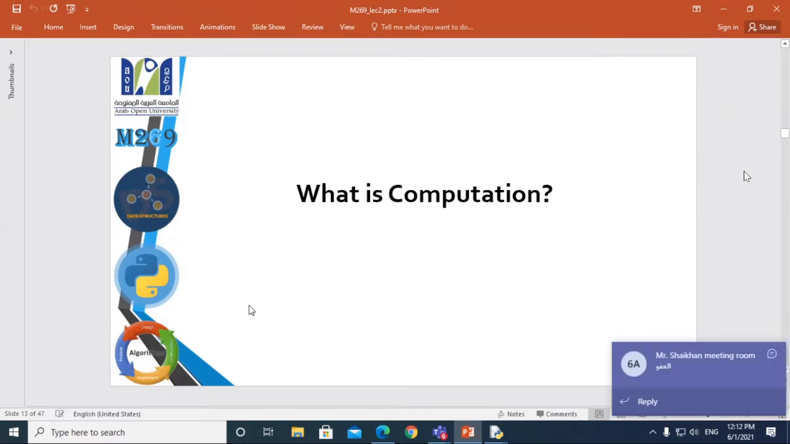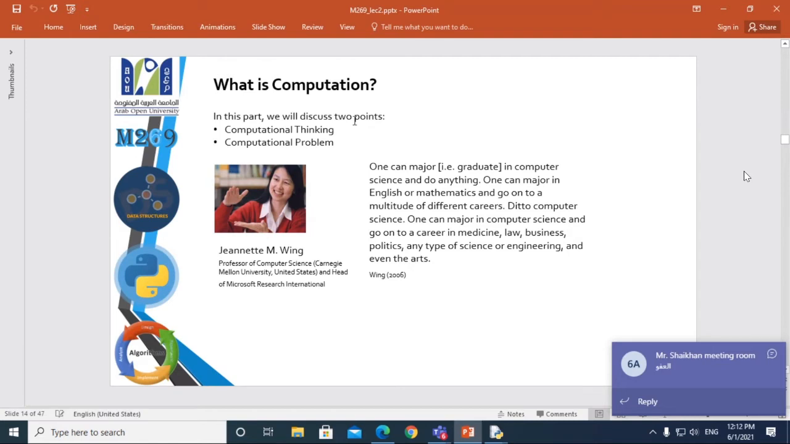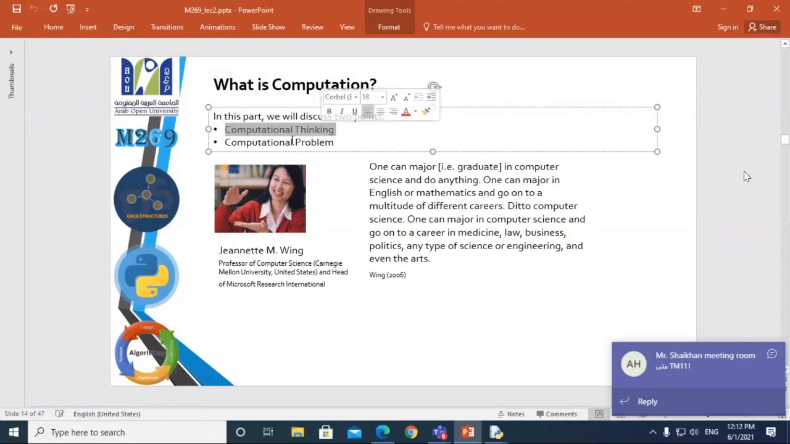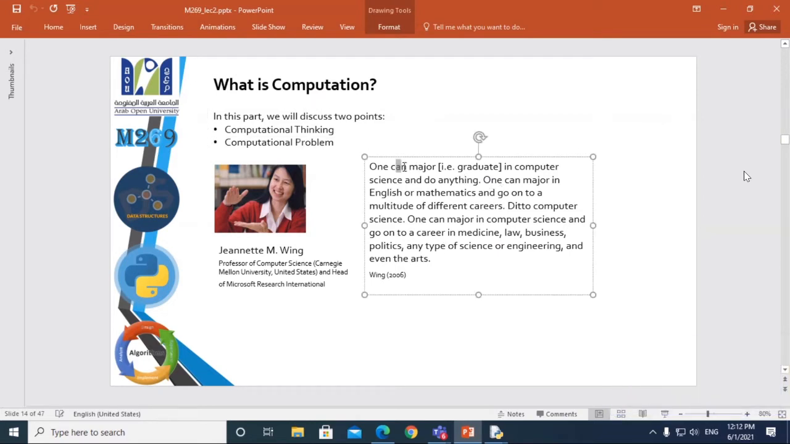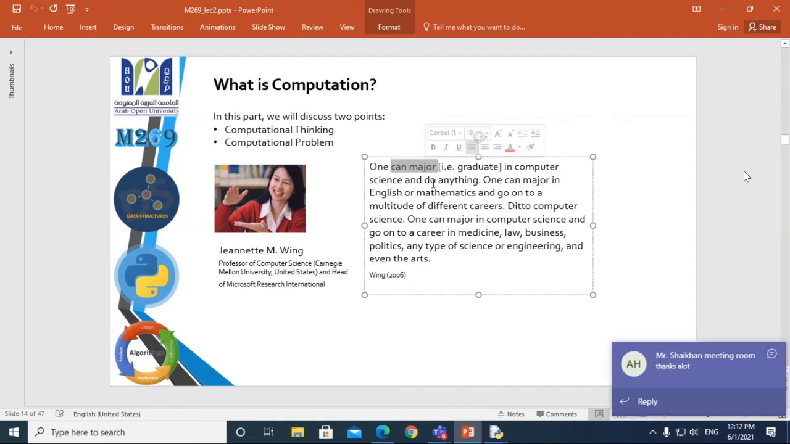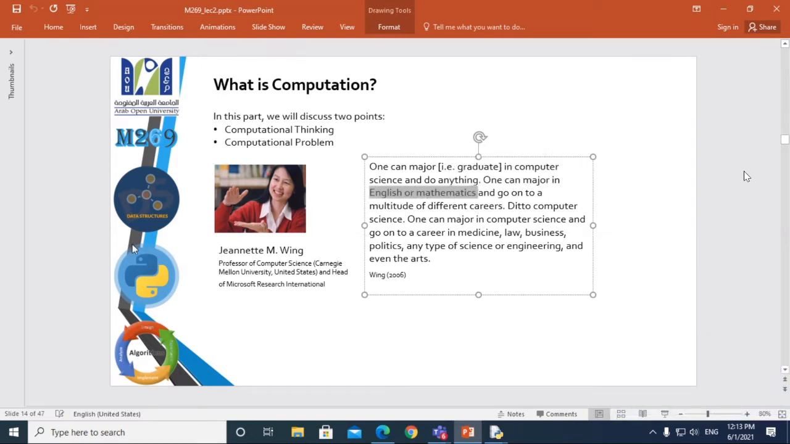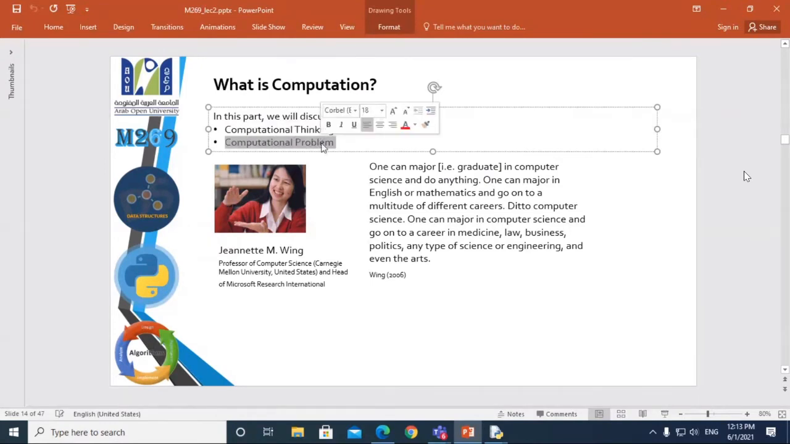Introduction about Python. We will now start to enter into something a bit more important, which is: what is computation? We'll discuss two things, computational thinking, which is TMA 111 on Monday and Wednesday, and computational problems. Usually when someone graduates from computer science, you can do anything. It could be programming, analyzing, writing, or developing a website, or a mobile app, depends. But you can do the same in other fields, like English or mathematics. Today we will not focus on that point; we will discuss computational thinking and computational problems. So let's look at them.